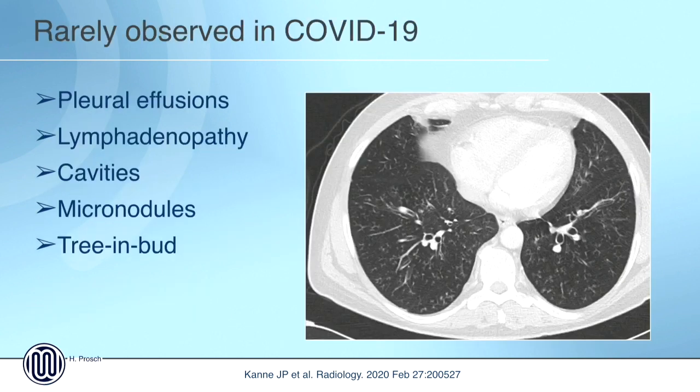And very important here is that we only rarely observe these findings in COVID-19: pleural effusions, lymphadenopathy, or cavities, as well as micronodules, as you see here in these patients, or tree and bud. So these are these branching structures you see here. All these findings are something you do not expect to see in COVID-19, and if you see that, then you have to suspect that it's either not COVID-19 or there's a complication, a superinfection of this patient. So this is something you should be aware of.